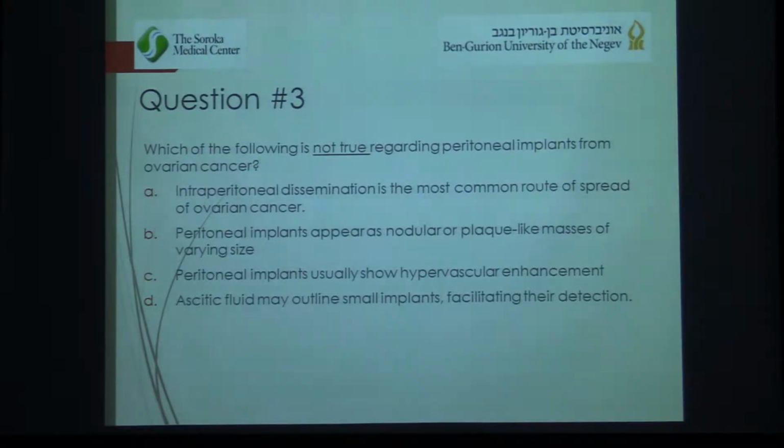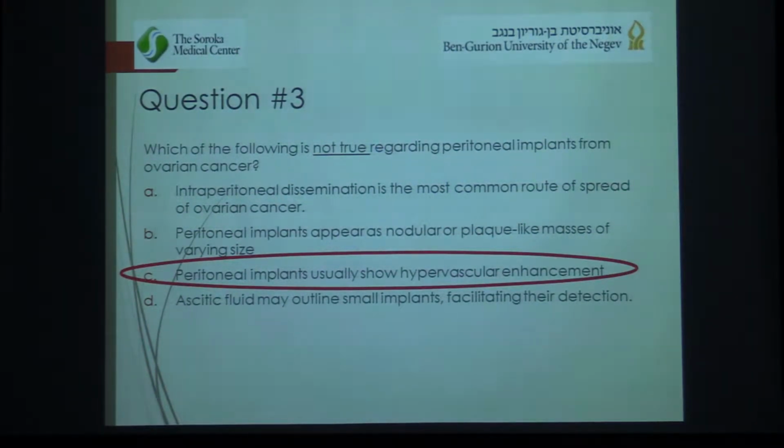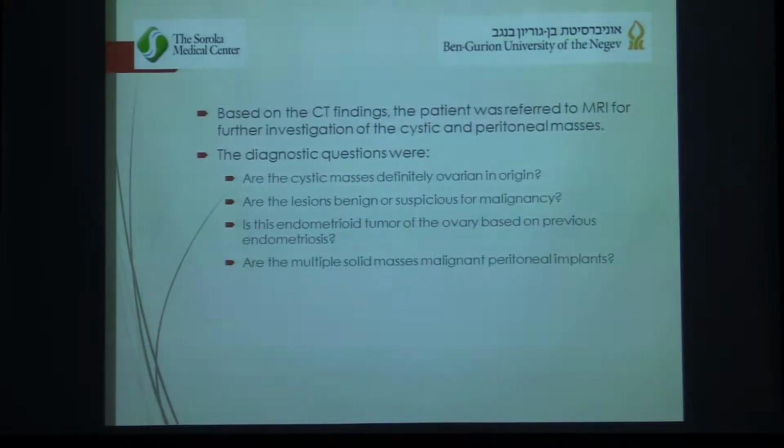So the question is, which of the following is not true regarding peritoneal implants from ovarian cancer? The answer here is, obviously, that the peritoneal implants are usually hypovascular. They're usually not so well defined, hypovascular, cloudy sort of structures.